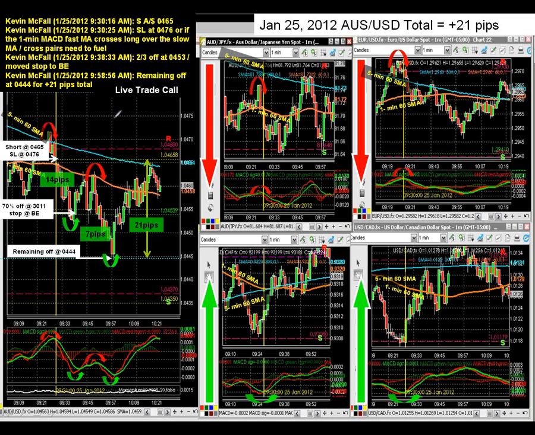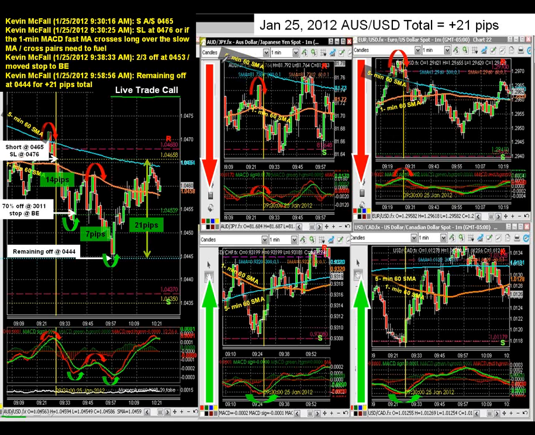So I take away all the noise from all the other cross pairs when we're trading live. And this is still a live trade call, you'll see. This is the screenshot and the platform that we use when we're trading Aussie dollar. It also helps to reaffirm the importance of understanding how the cross pairs affect your focused pair. So this is the Aussie dollar that we're looking at as a focused pair, and here are the cross pairs that affect it.